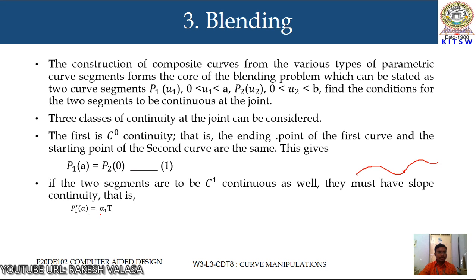P1 dash of A equals alpha 1 t, and P2 dash of 0 equals alpha 2 t, where alpha 1 and alpha 2 are constants and t is the common unit tangent vector at the joint.